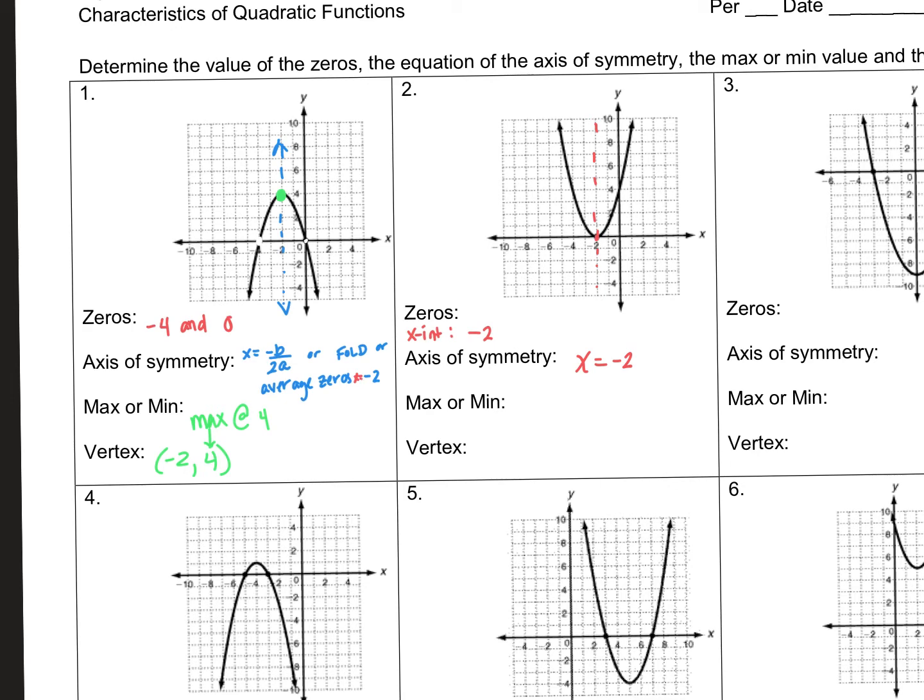Okay, and then for the max or min, it's at the bottom. So this is a minimum, and again, the height level is at 0. That's the y value, and I can see that when I do the vertex is at -2, 0. And so my max or min will come from that number, 0.